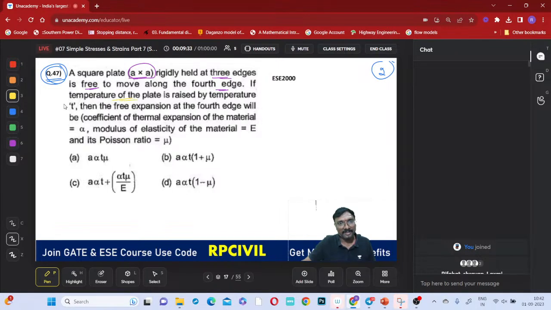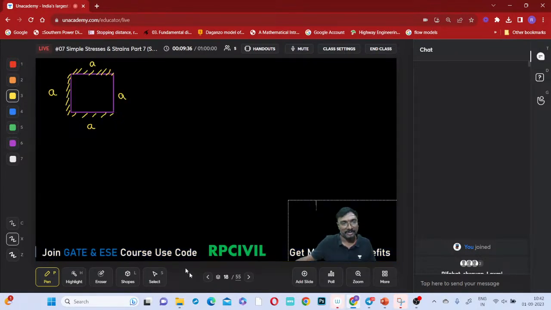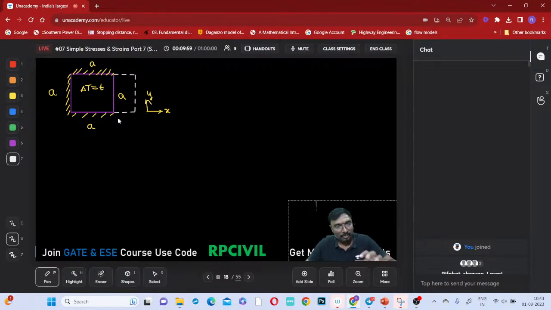If the temperature of this plate is raised by T, then delta T is equal to T. If you consider X and Y directions, is free expansion possible in both X and Y, or only in this X direction? It is possible only in this X direction, like this. That is your free expansion possible if you just observe. I think you also answered B correctly, right?